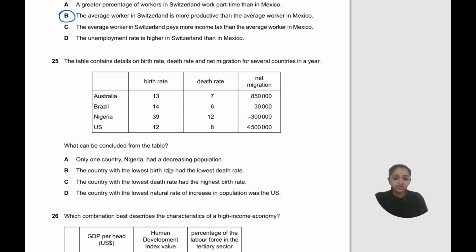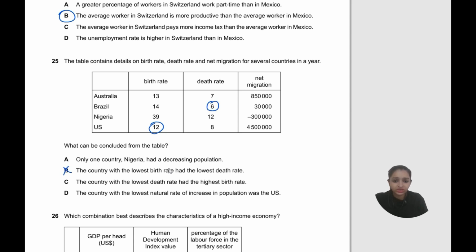Only one country, Nigeria, had a decreasing population. Now, this has to be checked for each and every country. We cannot conclude this. But at least there are other options which can be eliminated. Let's look at them. The country with the lowest birth rate. Now, which is the country with the lowest birth rate? This is the country. With the lowest birth rate had the lowest death rate also. Lowest death rate is of this country. No. So B is not an option.